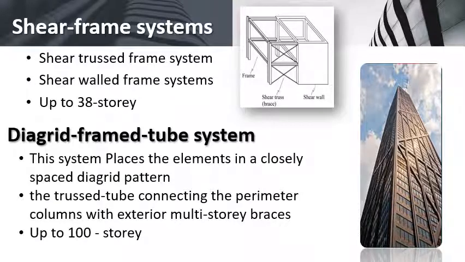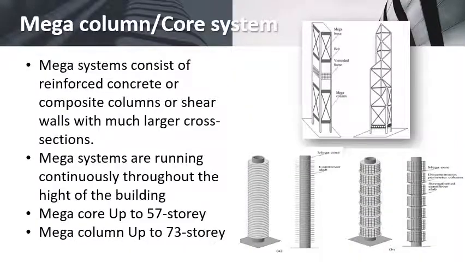Mega column or mega core system is a second main advanced system, which consists of larger cross sections than normal, running continuously throughout the height of the building. In a mega core system, floor slabs are cantilevered from the core shear wall like figure A, and the mega core system can also be used with a strengthened cantilever slab where perimeter columns are supported, like figure B. Mega core system can be used up to 57 stories.